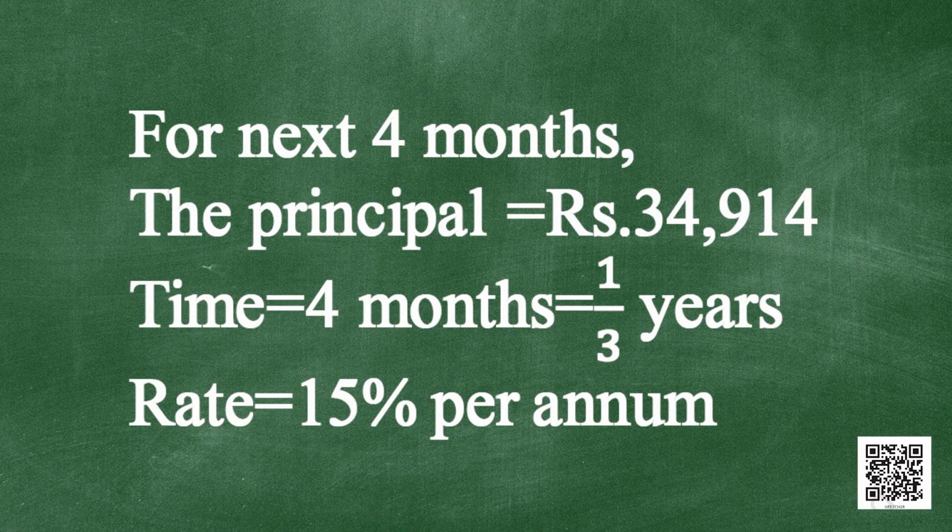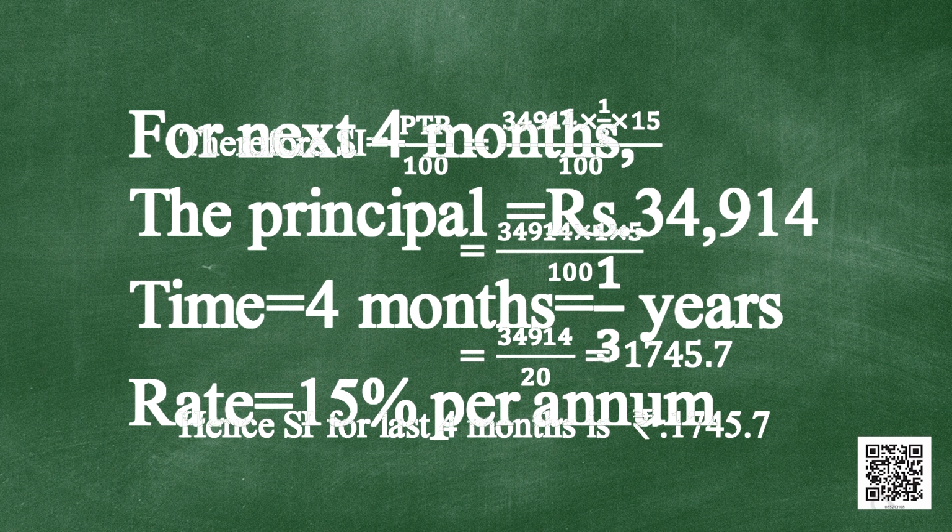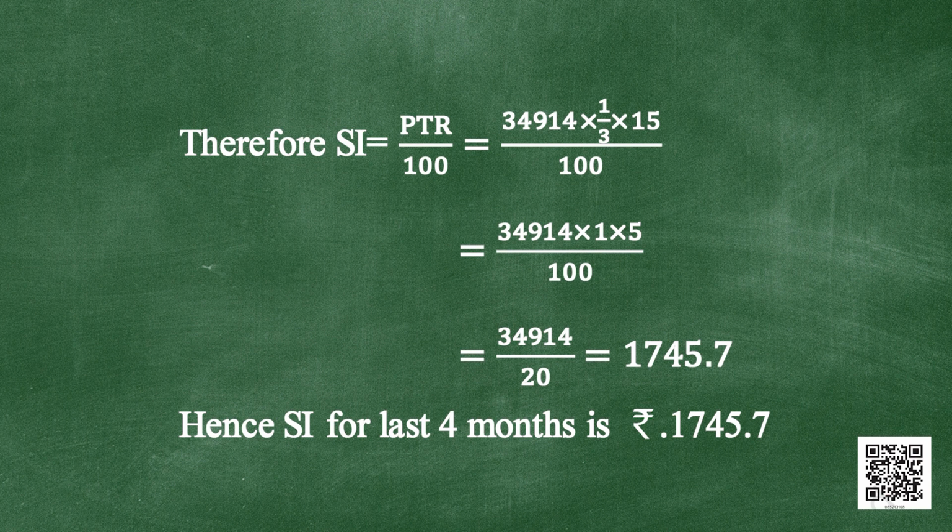So, we have for next 4 months the principal is equal to rupees 34,914. This is what we had got, the amount after 2 years. And the time is 4 months, we have to convert it to years. 4 months is nothing but 1/3 years. So, rate is equal to 15% per annum. Therefore, simple interest is equal to, by the formula PTR by 100, where the principal is 34,914 times the time period is 1/3 year times the rate of interest is 15% divided by 100.